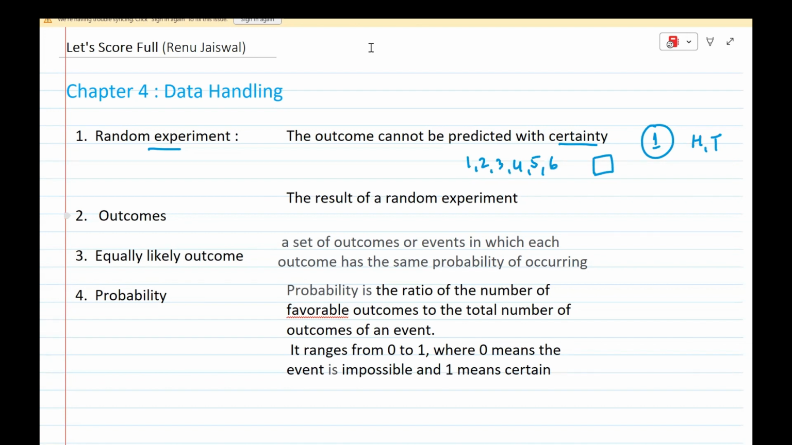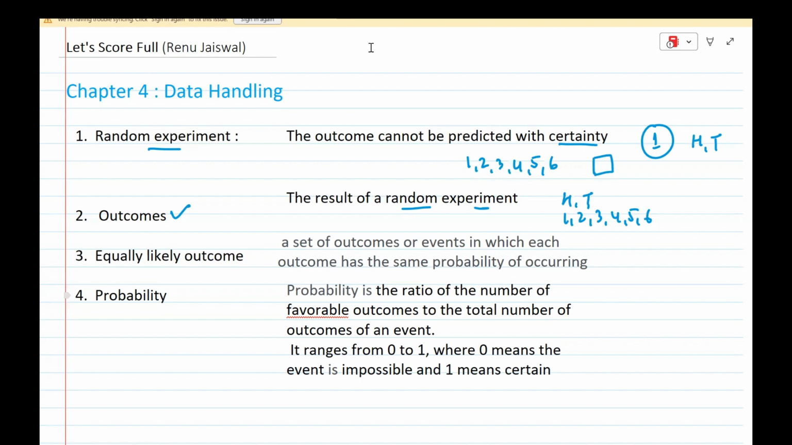Now, second term is outcomes. What are outcomes? When I do an experiment, meaning any activity which you are performing, it has some result. So outcome is nothing but the result of a random experiment. When I toss a coin, head or tail are the outcomes. When I roll a dice, 1, 2, 3, 4, 5, 6, these are the outcomes, correct?